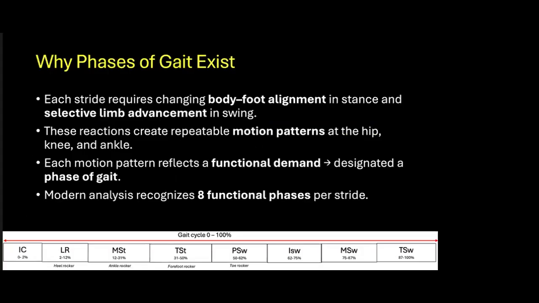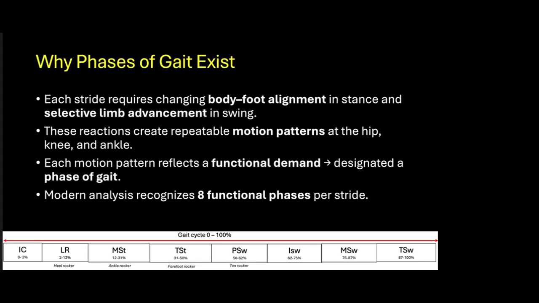So, why do these phases of gait exist? Because each stride or gait cycle requires changing body foot alignment in stance and selective limb advancement in swing phase. These reactions create repetitive motion patterns at the hip, knee, and ankle. And each of these patterns has a different functional demand, which is then designated a particular phase of the gait. So, modern gait analysis recognizes 8 functional phases per stride. You can see a strip at the bottom that I've put here. This strip will be there from this slide to the end of the PPT so that it will be repeated over and over again, and so that we don't forget, and it will be ingrained in our memory.